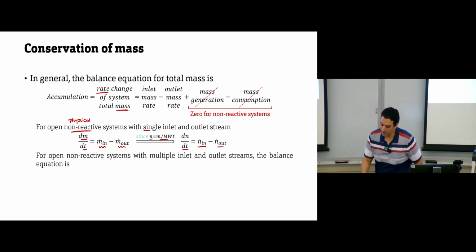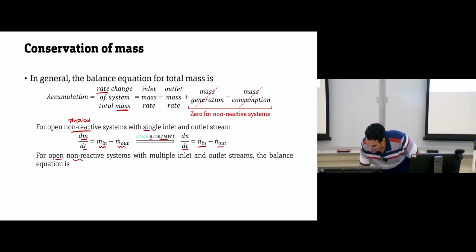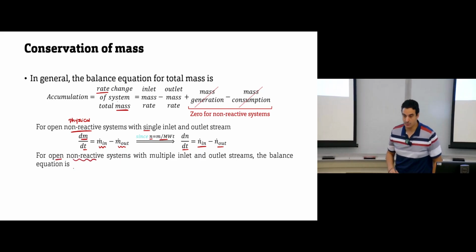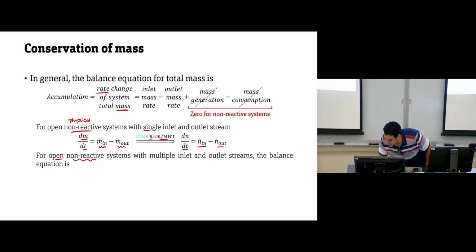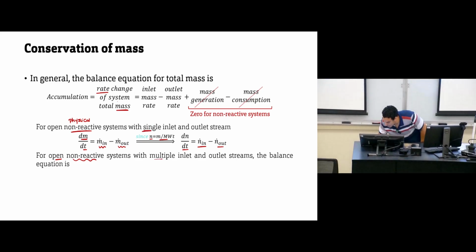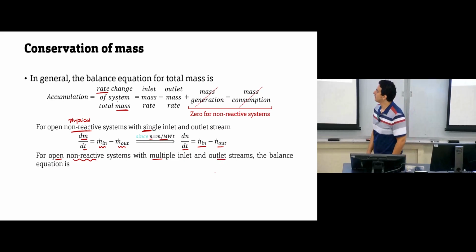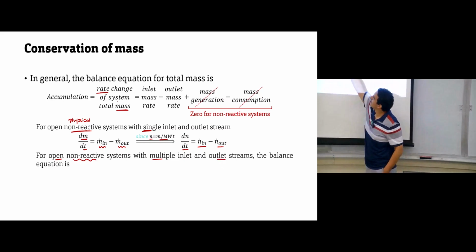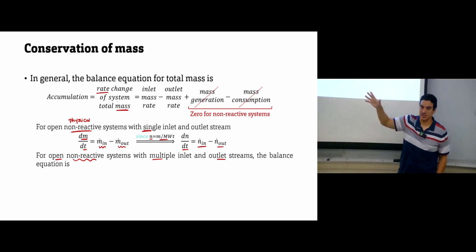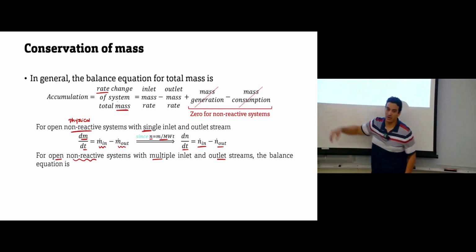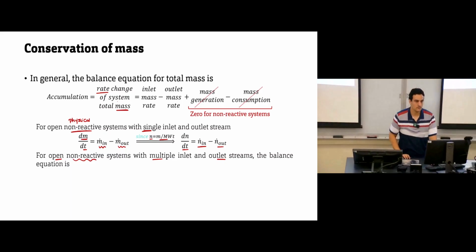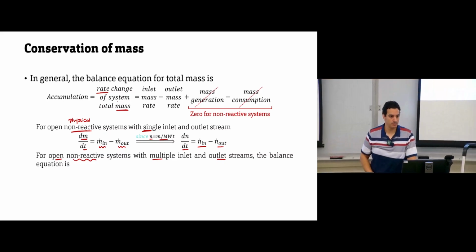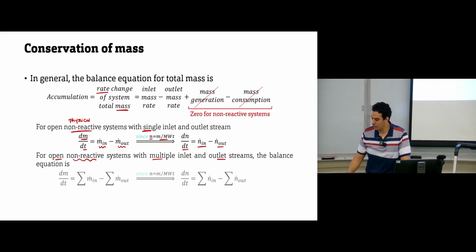Okay. Now let's see this case. If we have an open, non-reactive, so again physical, system, non-reactive means no generation, no consumption. But this time, instead of a single inlet and outlet, we have multiple inlet and multiple outlet streams. If we have this equation that you apply to a single system, but now we have multiple inlets and outlets, what will be the change we have here? You just have multiple inlets. Yes, the only thing is that we have multiple streams.